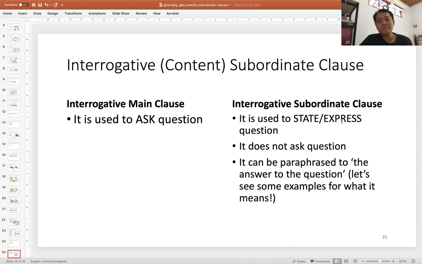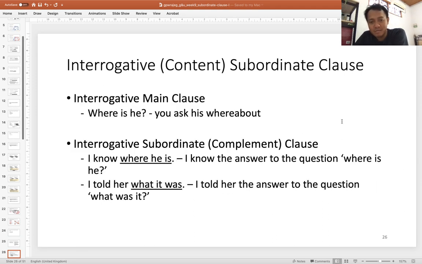But in an interrogative subordinate clause, the interrogative sentence is used to state or express what the question is. So I just mentioned an example of an interrogative subordinate clause. In a subordinate clause, the interrogative sentence is used to state or express what the question is. It does not ask a question. Okay, let's see some examples.